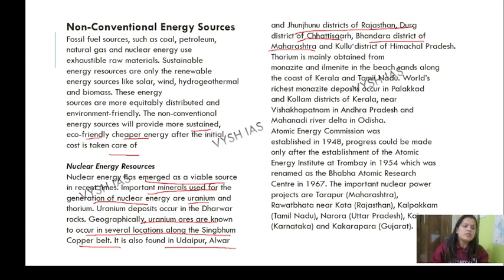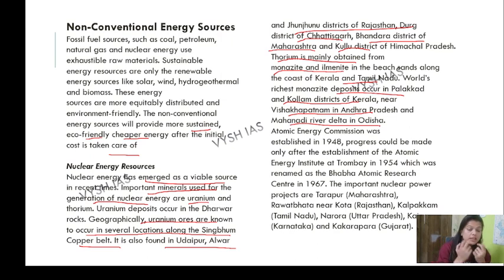Yes. Kullu districts of Himachal Pradesh, this is new. Thorium is mainly obtained from monazite and ilmenite in the beach sand along the coast of Kerala and Tamil Nadu. World's richest monazite deposits occur in Palakkad and Kollam districts of Kerala, near Visakhapatnam in Andhra Pradesh, and the Mahanadi River Delta of Odisha.